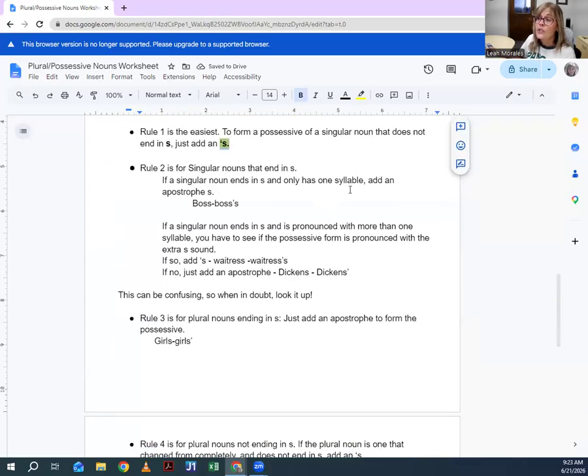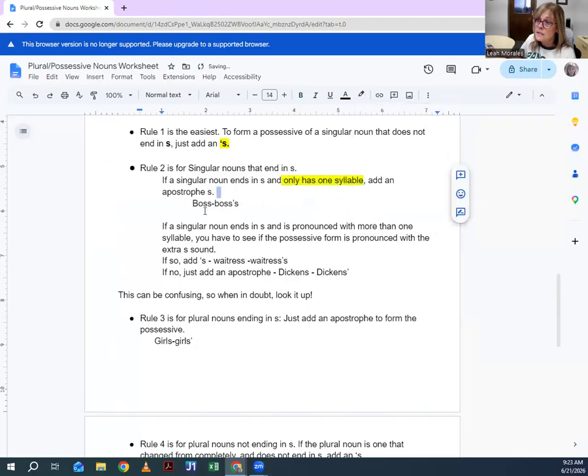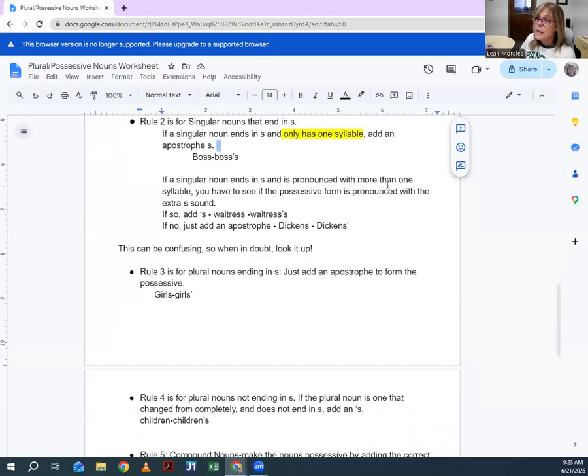Rule 2 is for singular nouns that end in s. If a singular noun ends in s, listen here, and only has one syllable, add an apostrophe s. Boss just becomes boss's, just like a word that doesn't end in s. If a singular noun ends in s and is pronounced with more than one syllable, this is where you're maybe going to need help from your software or the Google. You have to see if the possessive form is pronounced with the extra sound, okay? If so, add apostrophe s. You do say waitress's.